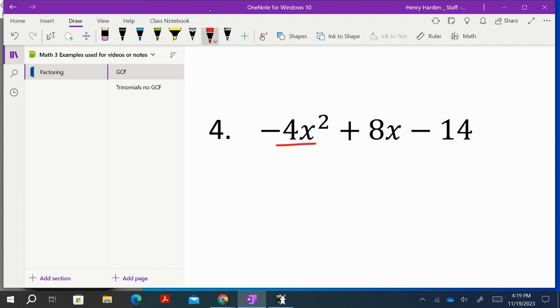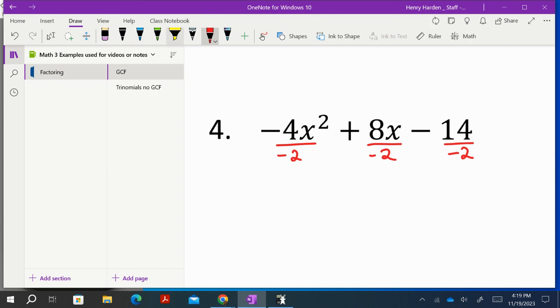Let's see, I can divide. Well, here's the thing. The smallest number is 4. I can divide 4 by 4. I can divide 8 by 4, but I can't divide 14 by 4. That doesn't work, right? So that means I need to rethink what I can divide by. In this case, it's only 2. Now, because of the negative, I'm also going to divide by a -2.